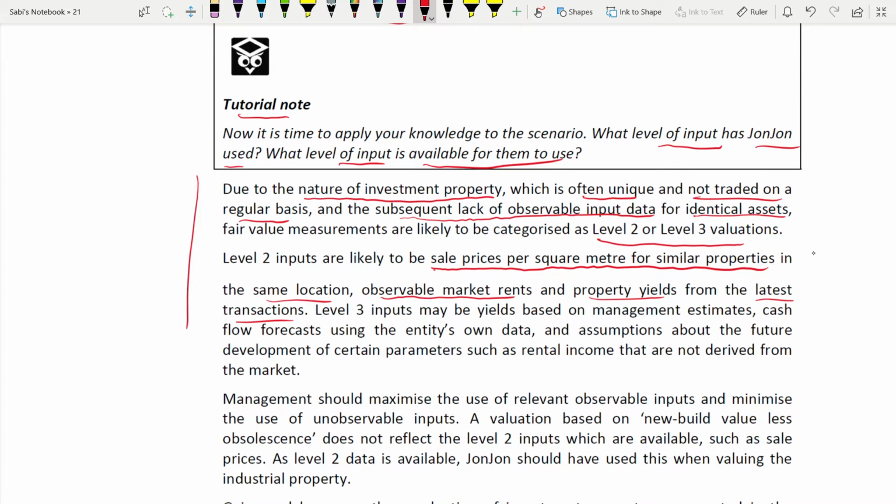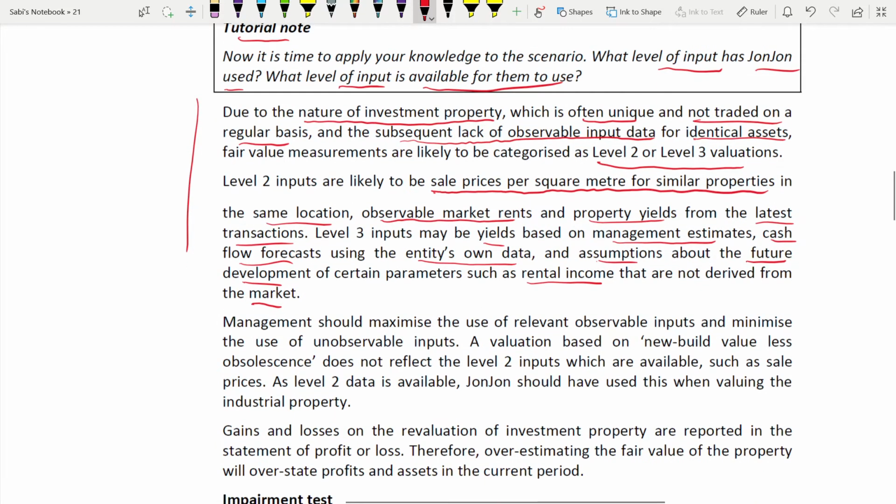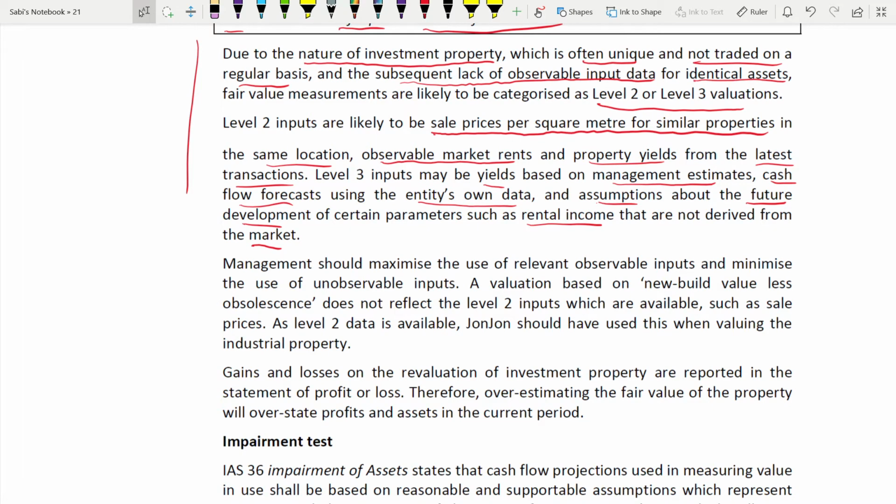Level 3 inputs may be yields based on management estimates, for example, cash flow forecast using the entity's own data. This is level 3. Assumptions about the future are also level 3. Future development of certain parameters such as rental income. You are assuming that rental income will increase by 5% in 5 years. You are assuming. So it's level 3, not derived from the market. These level 3s are not derived from the market. It's your own assumptions only. So now you have to see in the case study what they have done.